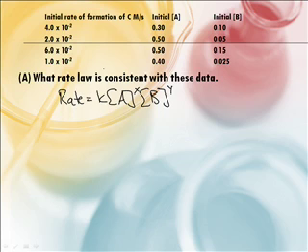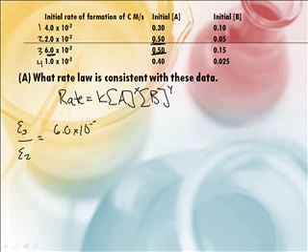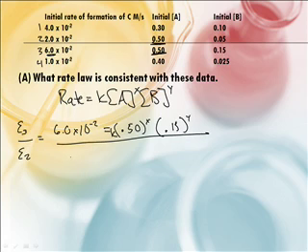Let's do reaction 3 and reaction 2. Let's just number these 1, 2, 3, and 4. I like 3 here and 2. I want to do 3 divided by 2 because this gives me a bigger number. So E3 is 6.0 times 10 to the minus 2, equal to K times 0.50 to the X times 0.15 to the Y. And then 2, 2.0 times 10 to the minus 2, equal to K times 0.50 again to the X times 0.05 to the Y.